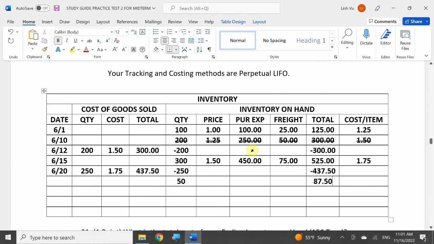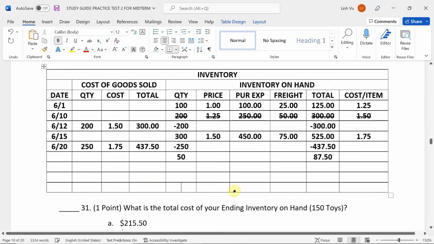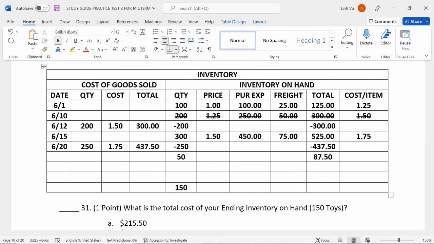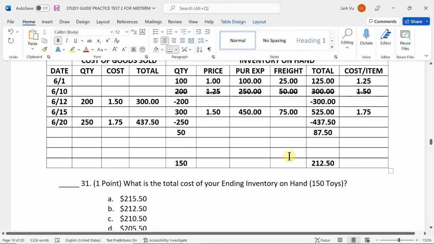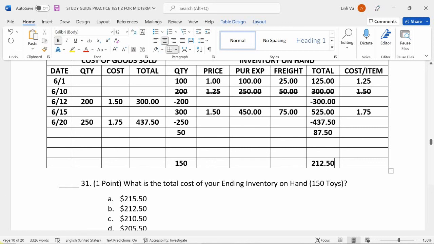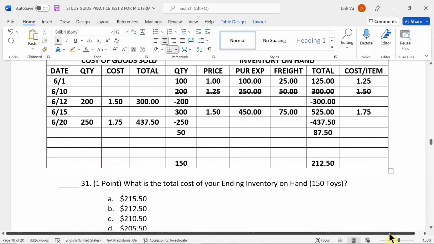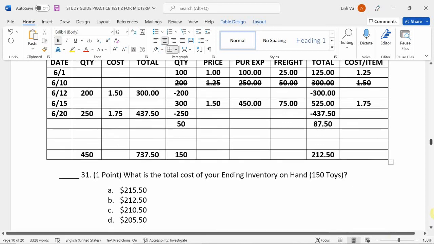And if you add up your other batch from earlier, you should have a total of 150 units left. 87.50 plus 125 should give you a total of 212.50 left on hand. Okay? And if you calculate your total cost of goods sold here, you sold a total of 450 units. We're going to add these values together so you get 737.50.